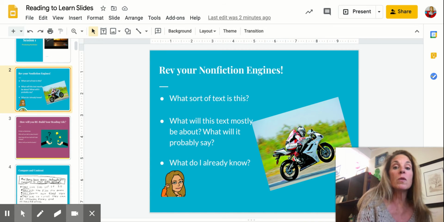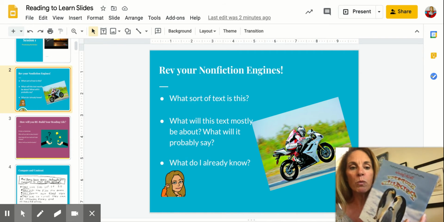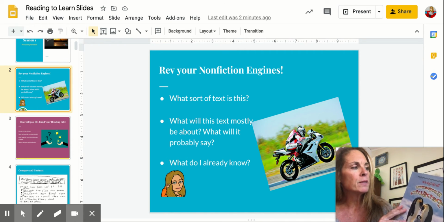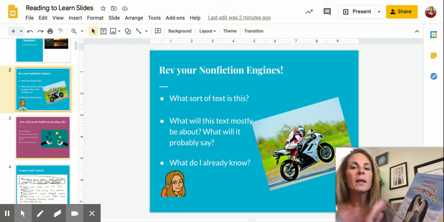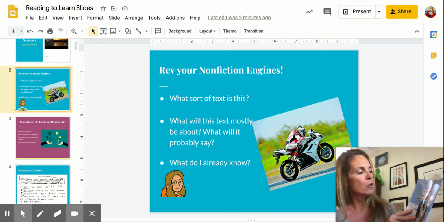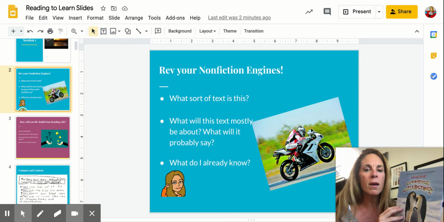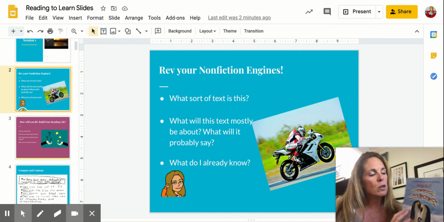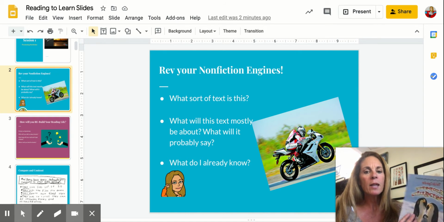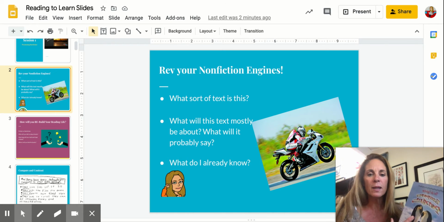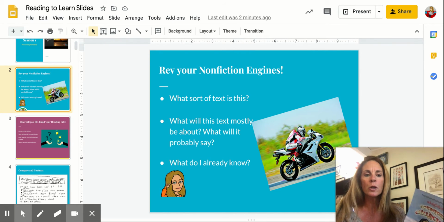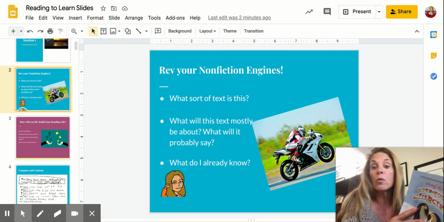So, nonfiction readers look at the book, and we're going to share this book, The Life Cycle of an Emperor Penguin, today. And what you do when you're previewing is, in order to turn your nonfiction brain on and rev your engines, you're going to look at this book and think about, what is it going to be like? What am I going to learn? And in order to do that, you have to flip through the book.